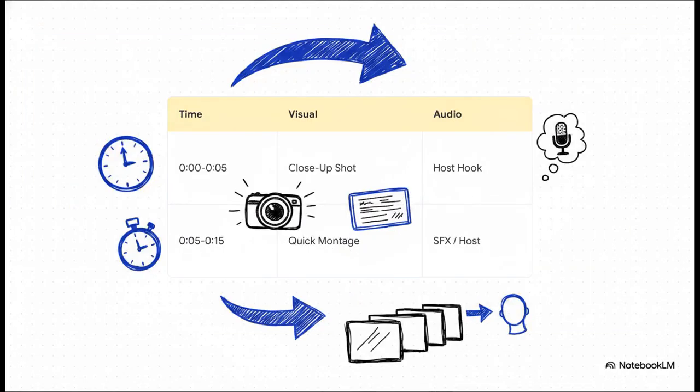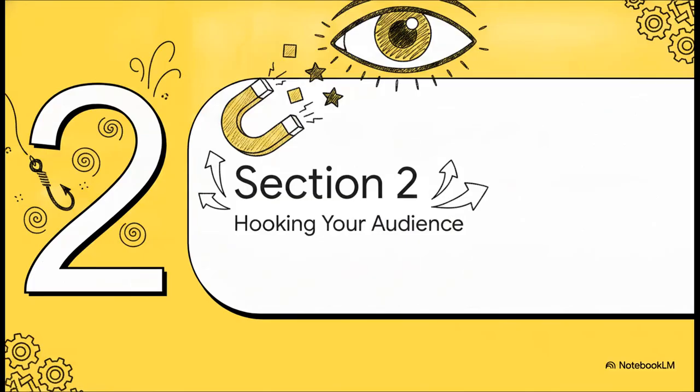And this brilliantly illustrates what that looks like in practice. You end up with this incredibly simple yet effective table. Over on the far left, you track the time. In the middle, your visual column dictates, say, a high-energy close-up shot paired with a bold text overlay. Then on the right, your audio column links the host's spoken hook right up with a whoosh sound effect. You're essentially building a literal timeline on a piece of paper, matching every single spoken word to exactly what's happening visually.